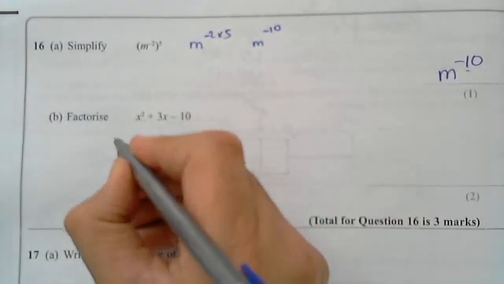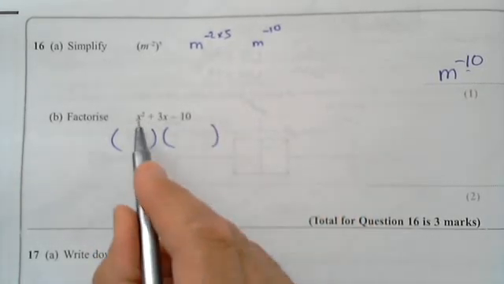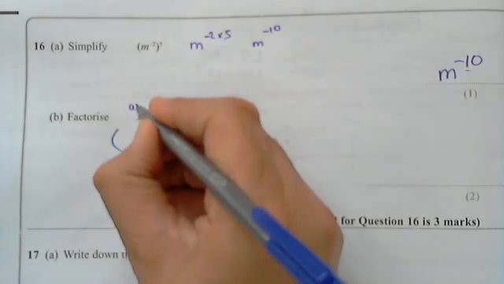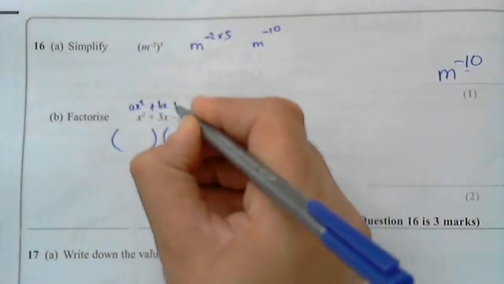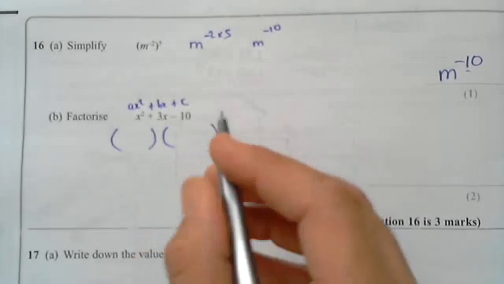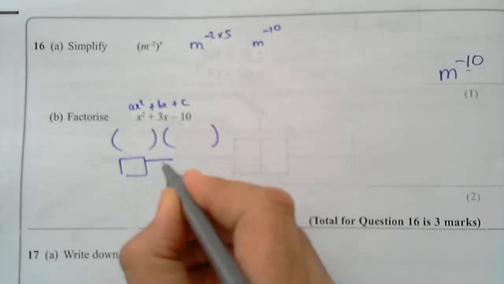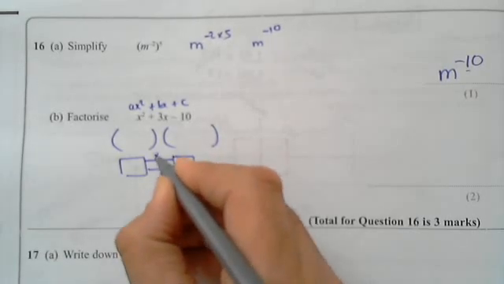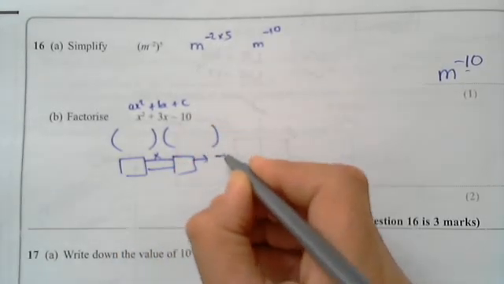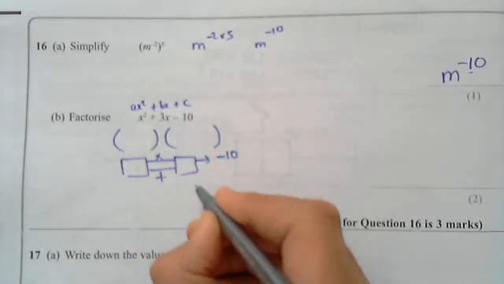Okay, factorize. When you factorize a quadratic equation, this is a quadratic equation of the format ax squared plus bx plus c. What we need to do is, we need to find two numbers that when you multiply them together, it gives you the c value, which is minus 10. And when you add them, it gives you the b value, which is plus 3.